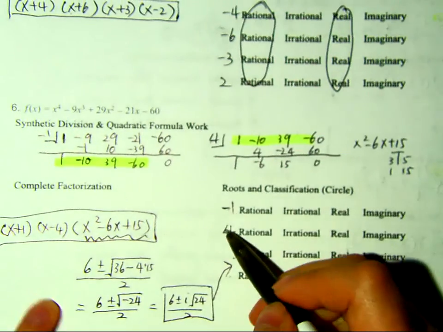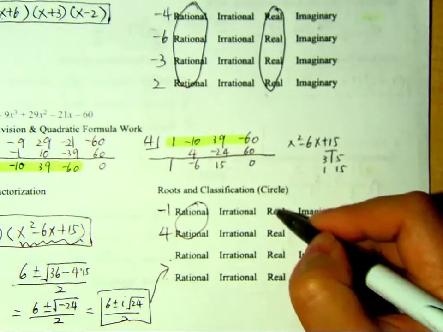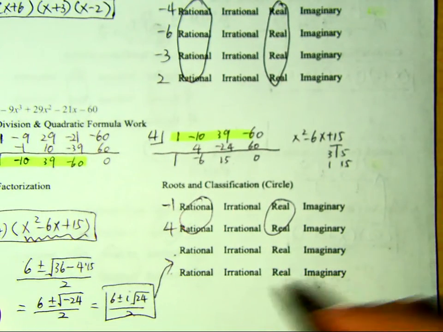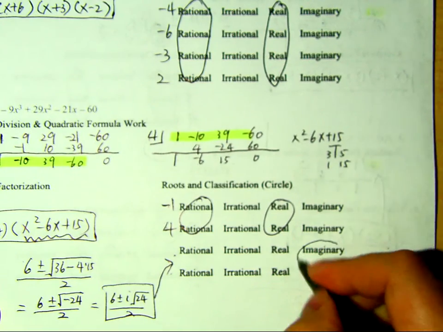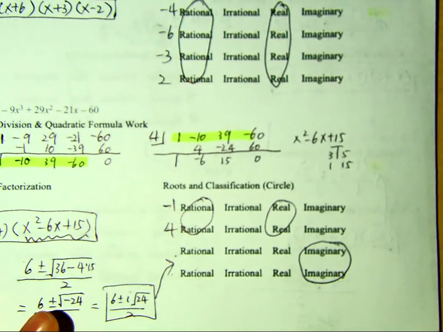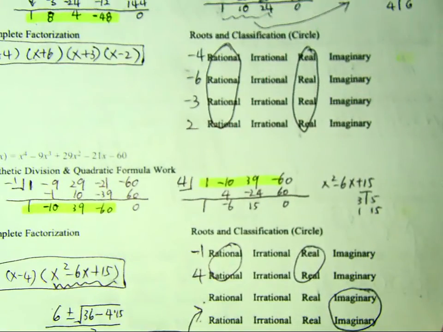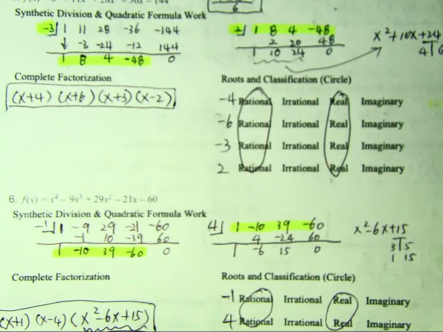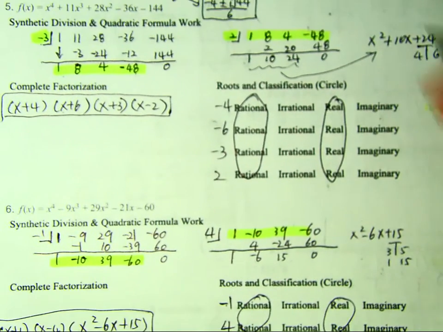Look at the first two. They are rational and real. If they have i, that means they are imaginary. And that's it. That's what we learned for section B. I think you're able to do this one. I want you to finish the homework.